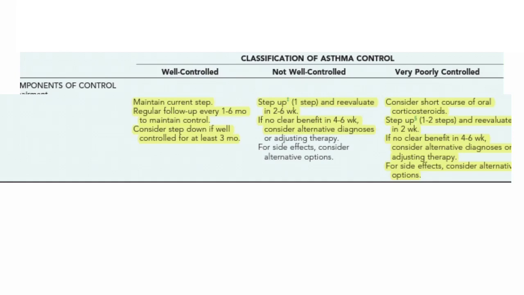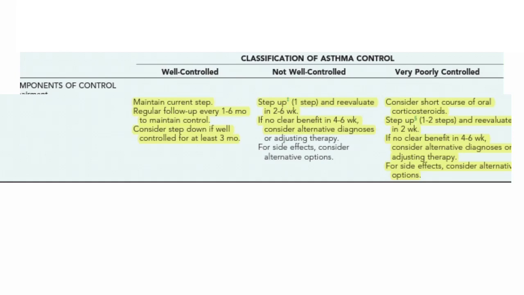If there is no clear benefit in 4 to 6 weeks, consider an alternate diagnosis or adjusting the therapy. So you will follow that child in 2 to 6 weeks, and you will look for control again. If there is no improvement, you will check for compliance, you will check for an alternative diagnosis, and you will check for adding a step or more steps.